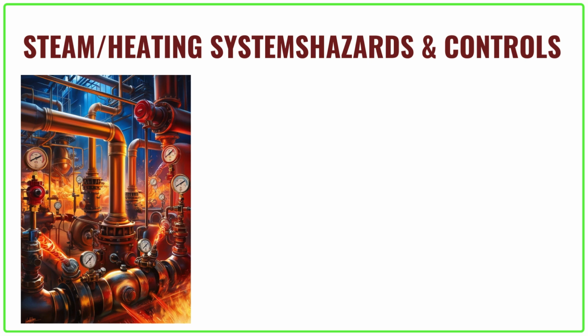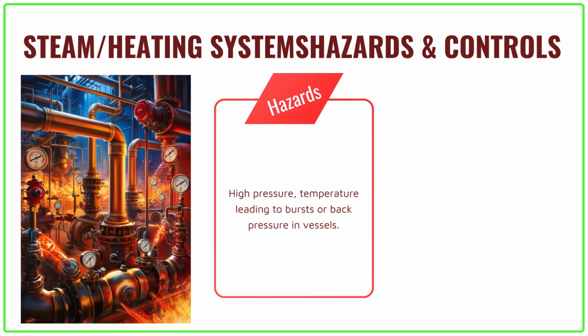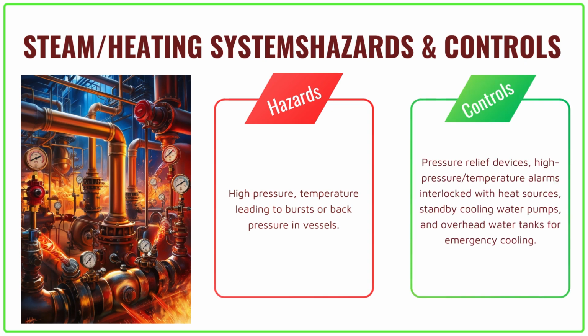Steam heating systems. In steam heating systems, hazards include high pressure and temperature leading to bursts or back pressure in vessels. Controls should include pressure relief devices, high-pressure temperature alarms interlocked with heat sources, standby cooling water pumps, and overhead water tanks for emergency cooling.